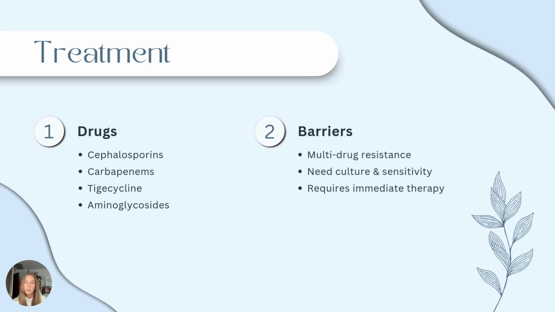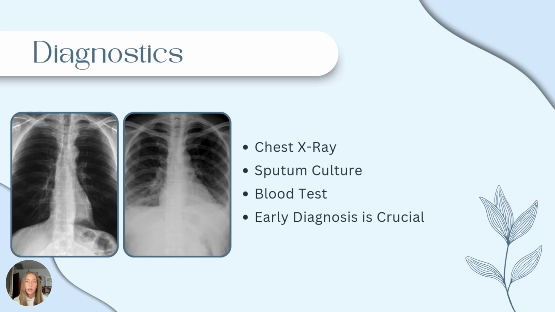Once a patient is suspected of having Klebsiella pneumonia, quick diagnosis is essential. Let's talk about how it's confirmed. Doctors diagnose Klebsiella pneumonia using a combination of chest x-rays, sputum cultures, and blood tests. A chest x-ray may show fluid or inflammation in the lungs. If you see here, the left picture is an x-ray of normal lungs, and the x-ray on the right is someone with Klebsiella pneumonia.